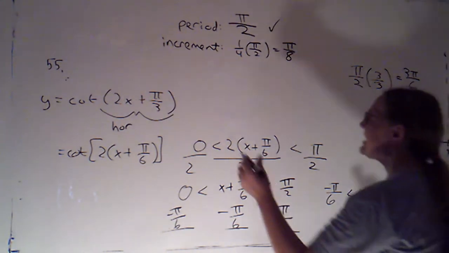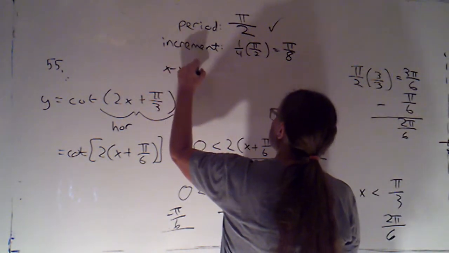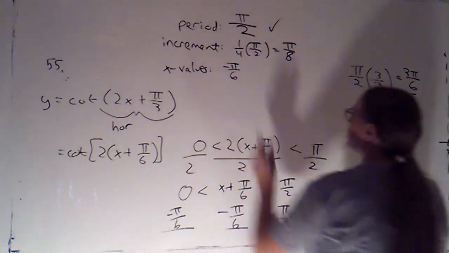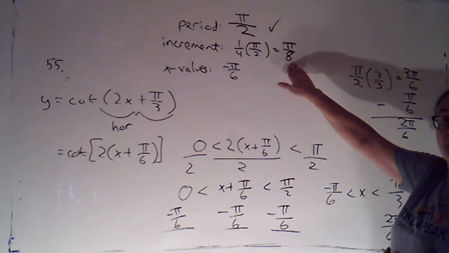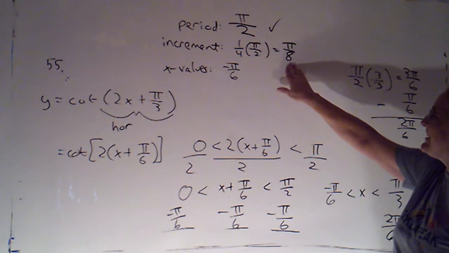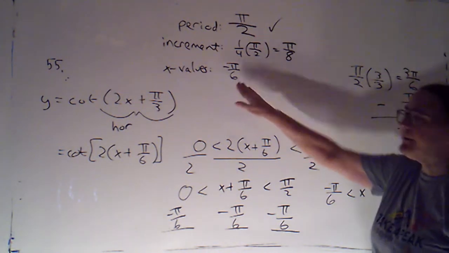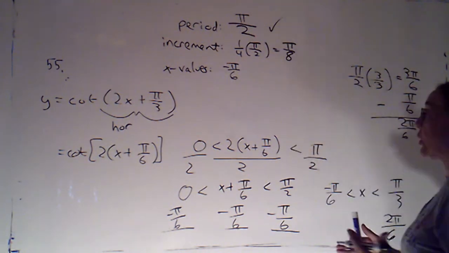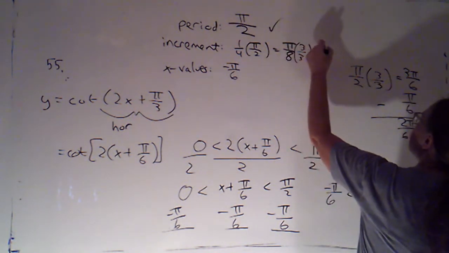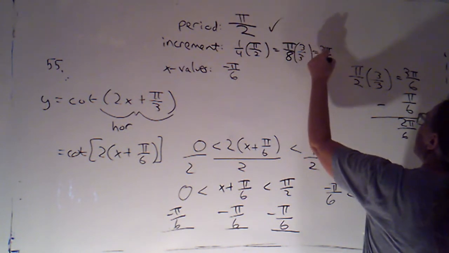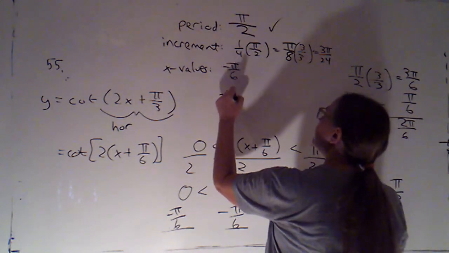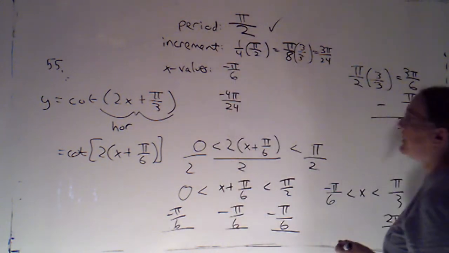So my x values, oh my goodness, I'm going to start at negative pi over 6, and I'm going to count over by pi over 8. I think I'm going to want to get a common denominator here. The smallest common denominator is going to be 24. Okay. So if I multiply pi over 8 by 3/3, that's going to give me 3 pi over 24. Negative pi over 6 is the same as negative 4 pi over 24.